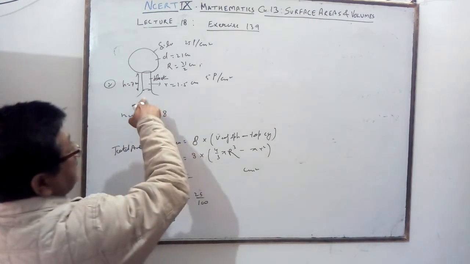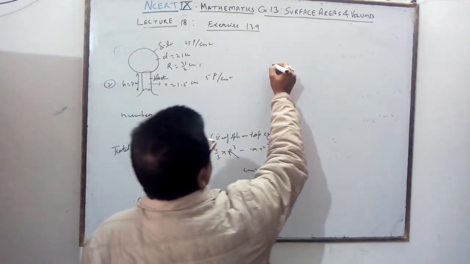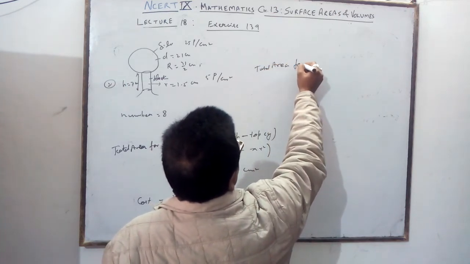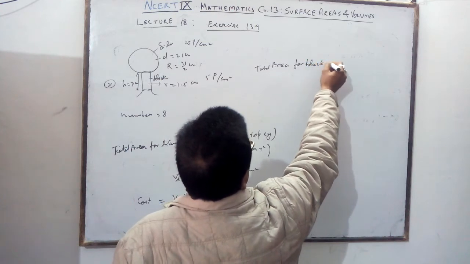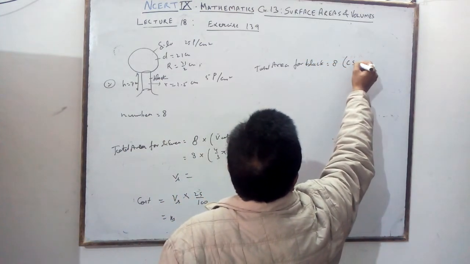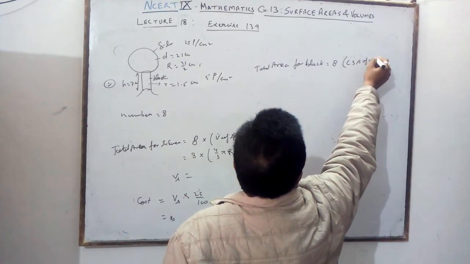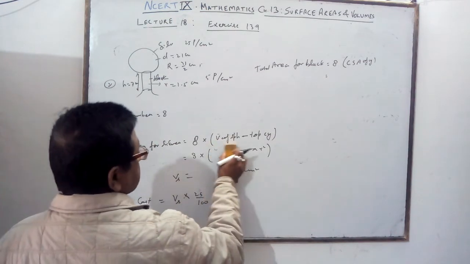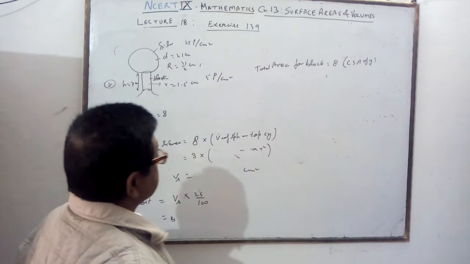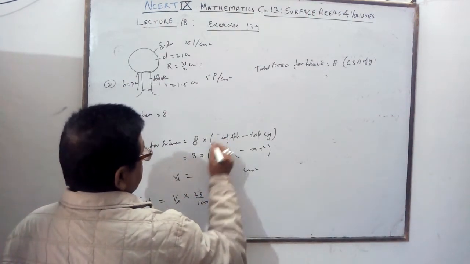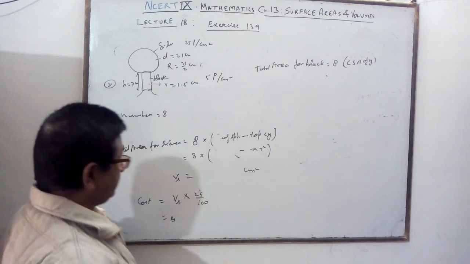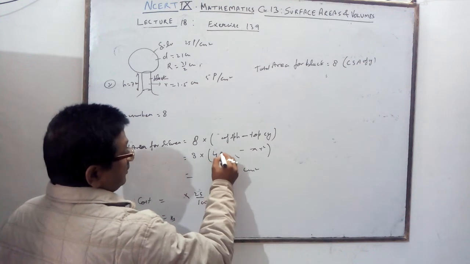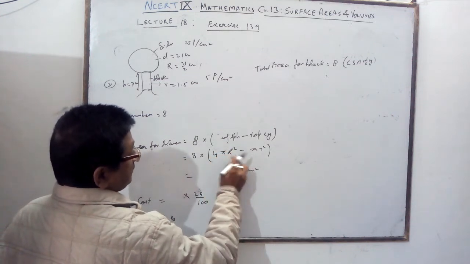You apply the same for this cylinder. Total area for black color is 8 multiplied by CSA of cylinder. But one more thing is wrong here: 4 by 3 is not there. Why? Because you want area, not volume. Here 4 by 3 will not be there. You will multiply the area for the sphere, so 4 pi capital R square.